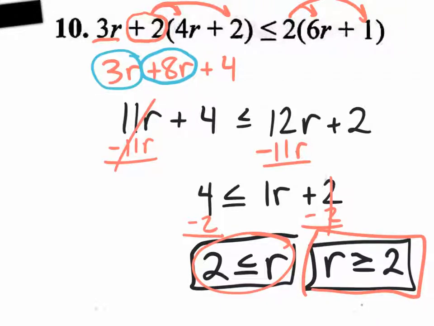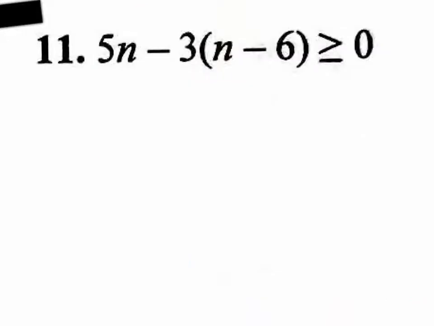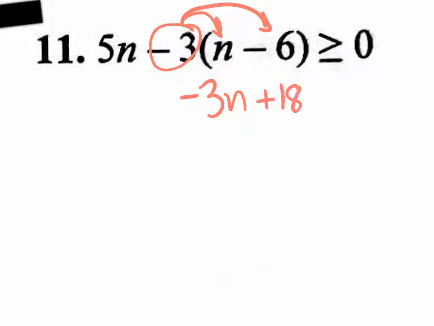Let's move on. Number 11, a lot of people get freaked out because of this 0. 0 is a whole number. You don't have to worry about it. It's just a number right there. So all you have to do is simplify this side. This one's already simplified. So let's do that. Let's distribute the negative 3 times n. That's negative 3n. Let's distribute negative 3 times negative 6. That's positive 18. And then let's bring down the 5n that's left over in the front.